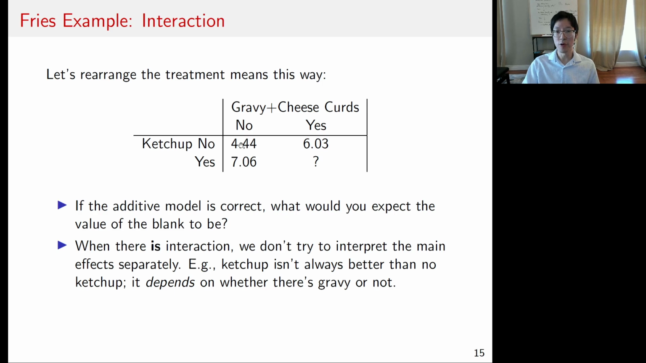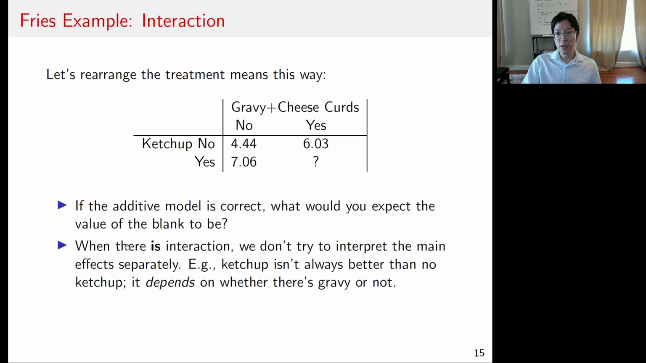Or alternatively, remember, you can think of it the other way as well. You can say, okay, let's add ketchup, so that goes from 4.44 to 6.03, and then let's add gravy, so that's going to add the difference between these two numbers. You take 6.03 and add this difference, 2.62, and you would get 8.65 again. There's only one possible interaction here. If there is no interaction, then this number would simply be the added effects. You gain the same amount for ketchup whether you have gravy or not, so 8.65.